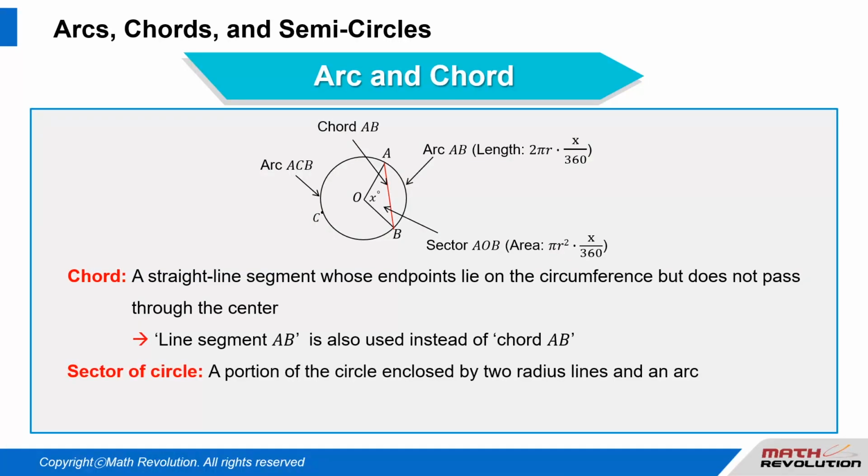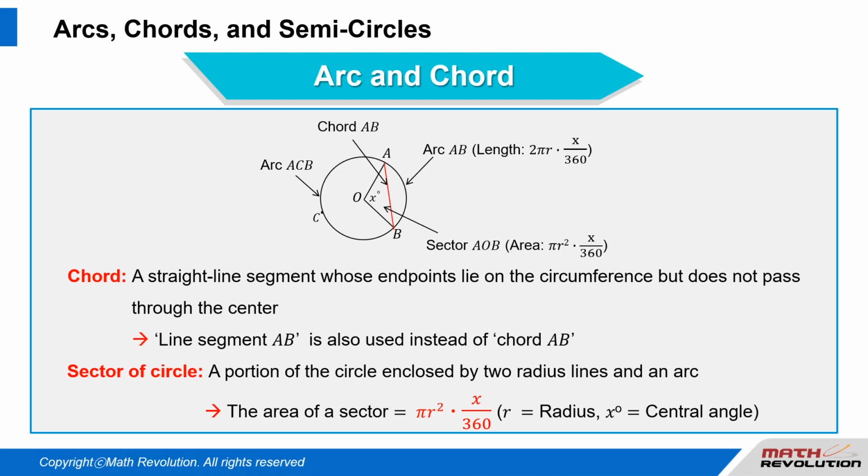A sector of a circle is a portion of the circle enclosed by two radius lines and an arc. An example is sector AOB in the diagram. The formula for finding the area of a sector is pi times r squared, whole times x over 360. Here, r is the radius of the circle and x degrees is the central angle, measured in degrees, subtended by the arc at the center of the circle, that is, the angle marked off by the two radius lines of the sector.